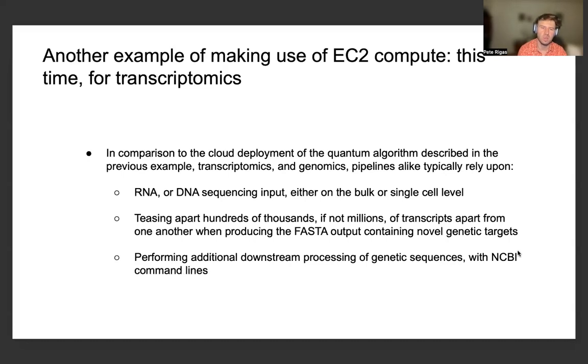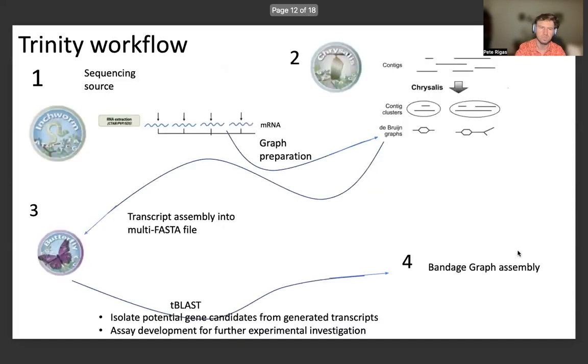And these pipelines typically rely on RNA or DNA sequencing input, either on the bulk or single cell level, which also entails teasing apart hundreds of thousands, if not millions, of transcripts from one another when producing the FASTA output containing novel genetic targets, as well as finally possibly performing additional downstream processing of genetic sequences with NCBI command lines. And this is just to give a workflow of a different class of algorithm, which can be completely different and quite separate from the variational quantum algorithm that we first deployed over the cloud.